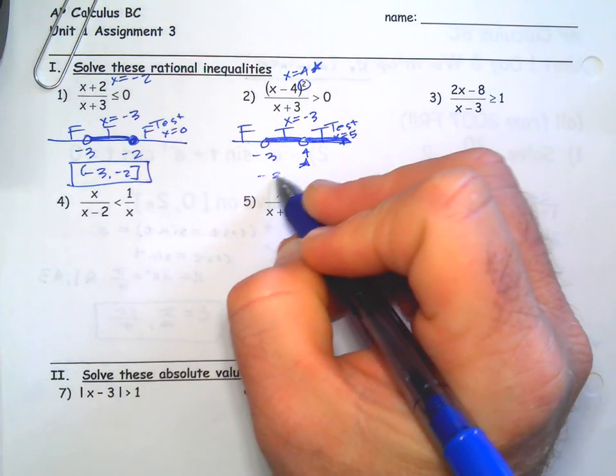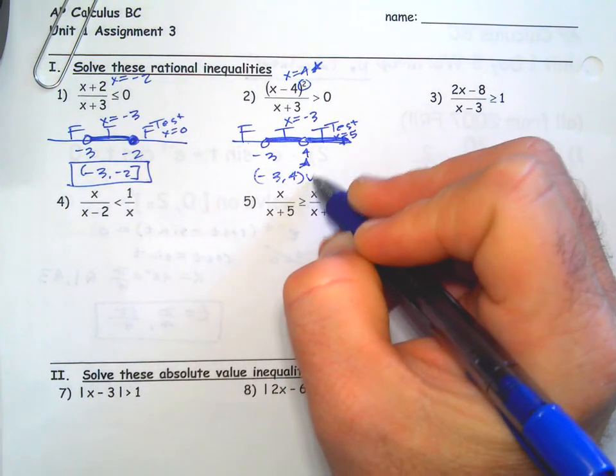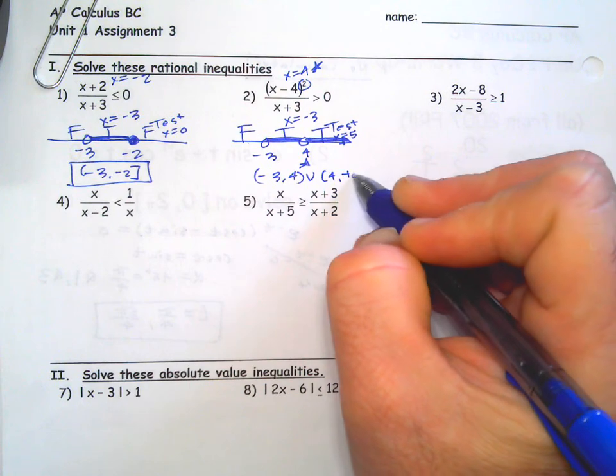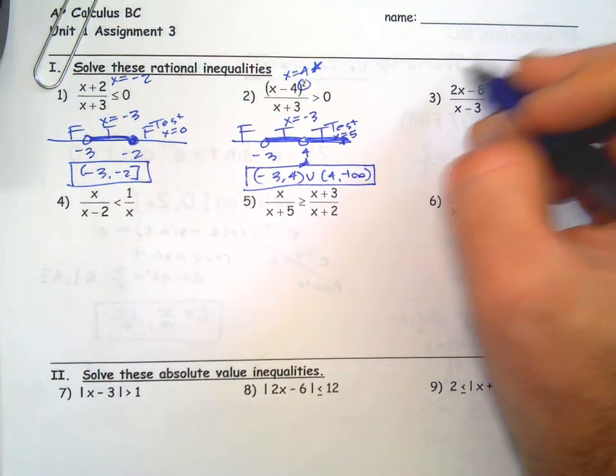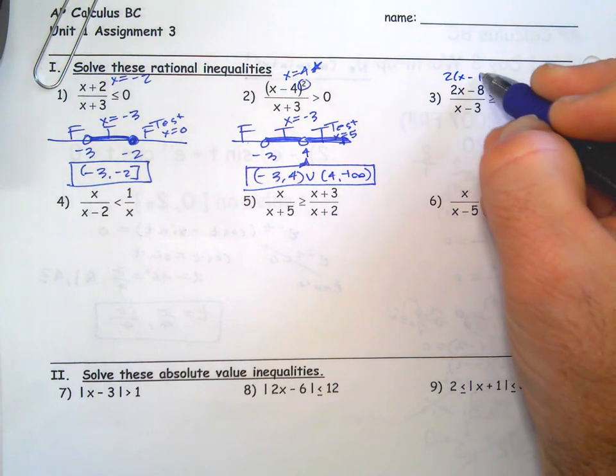The answer is -3 to 4. You have to break it up at 4 because 4 is not a solution. If it were solid, you would just give one big answer. There we go. Next one, we could do a little bit of factoring on it.